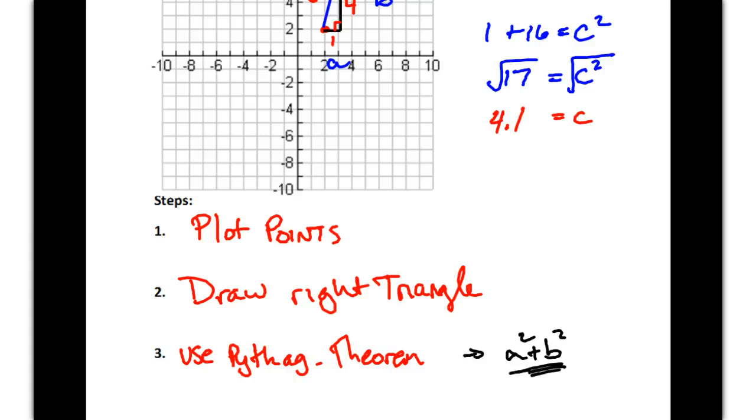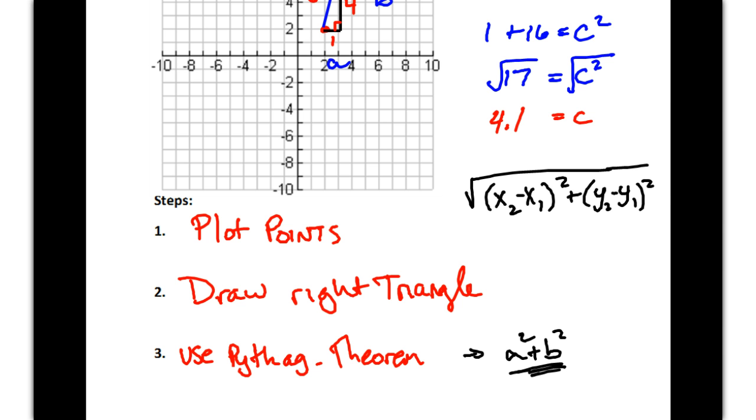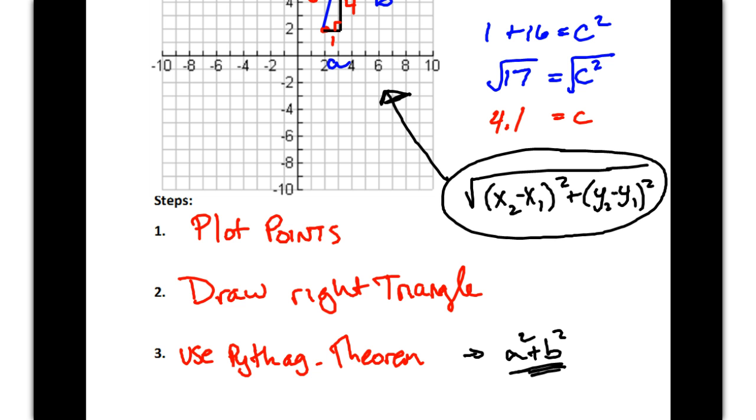Pretty straightforward. Later on in high school you'll learn the distance formula, and it's this whole big long thing: x2 minus x1 squared plus y2 minus y1 squared. Big long formula. And believe it or not, this is actually related directly to what we just did, but it can be kind of confusing with how you plug things in. So you will learn that later on in Algebra 1 or Geometry.